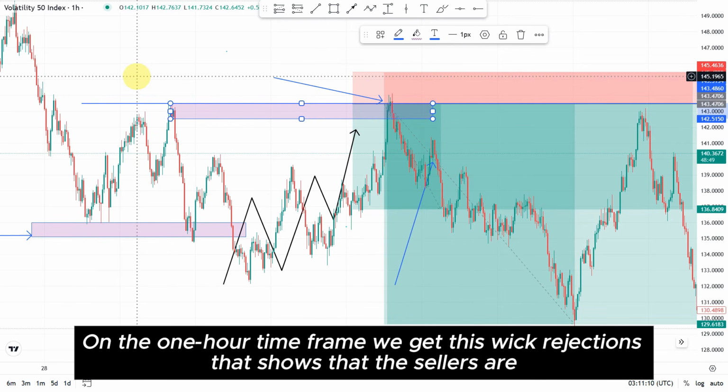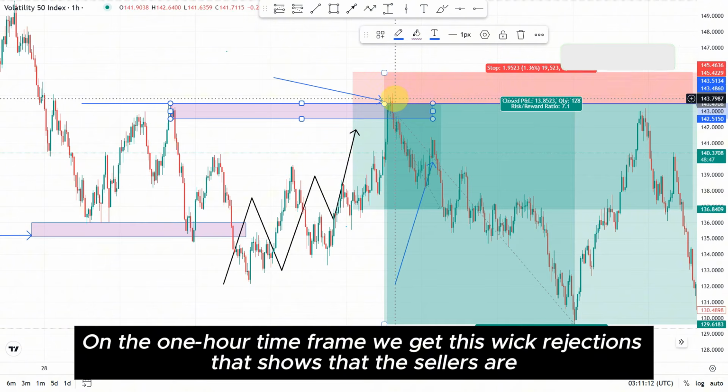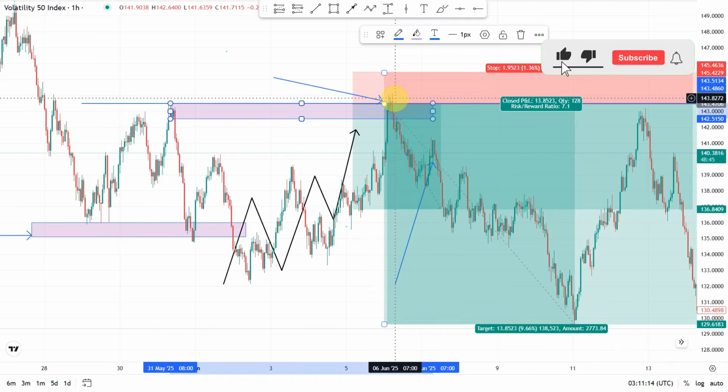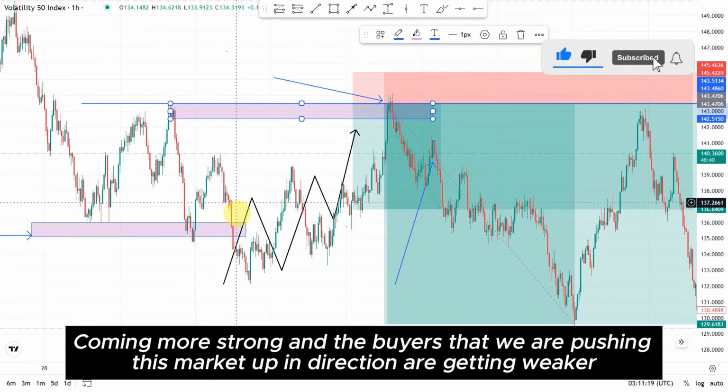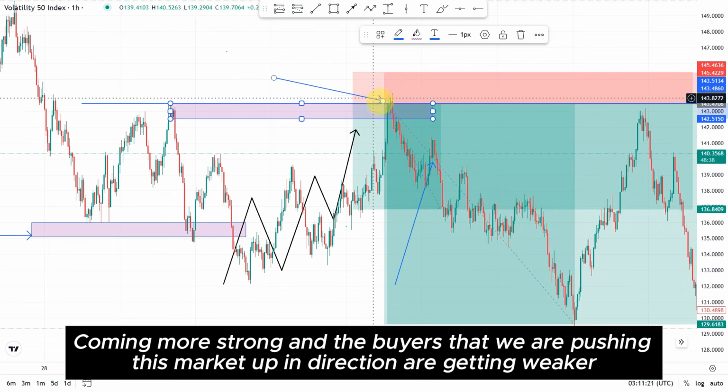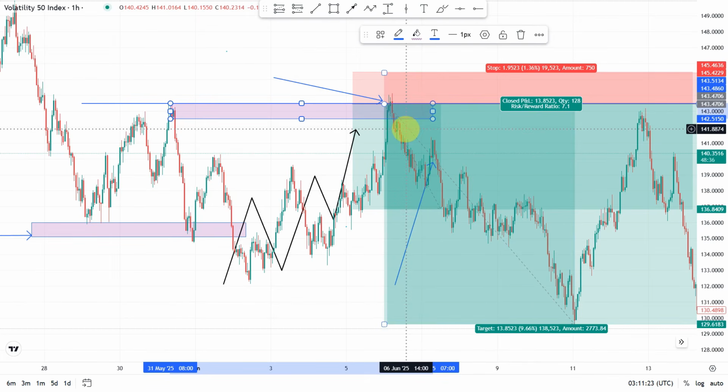And on the 1 hour time frame, we get these weak rejections that show that the sellers are becoming stronger and the buyers who were pushing this market in the upward direction are getting weaker. These confirmations alone made us enter this trade without thinking twice. Like, hey, this is one of the AA setups.